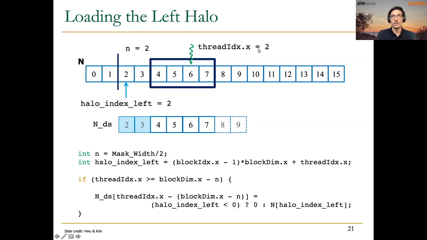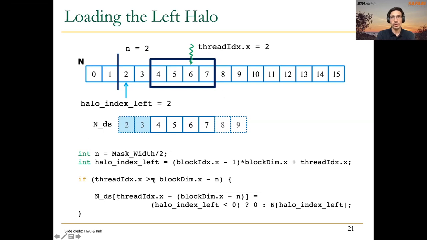So what that means is that this thread with thread index equal to two that belongs to block one, in reality, will have to load this element here. How do we know that? Because if this one is block one, this block index minus one is block zero. So what we use as the halo index left is thread ID that is equal to two for thread number two. So it's elements zero, one, and two. So this halo index left equal to two is the halo index left corresponding to thread index two of this block one.